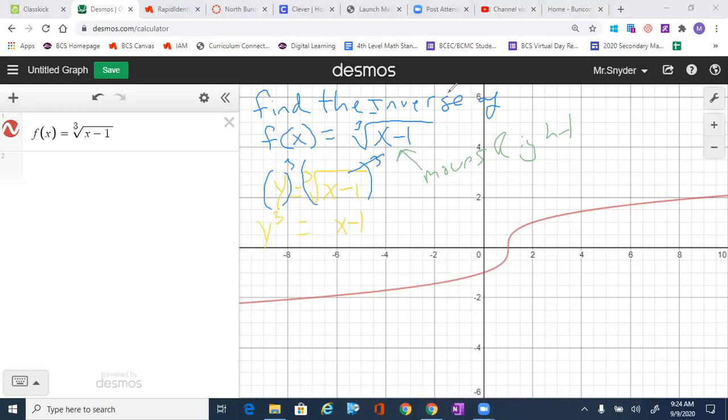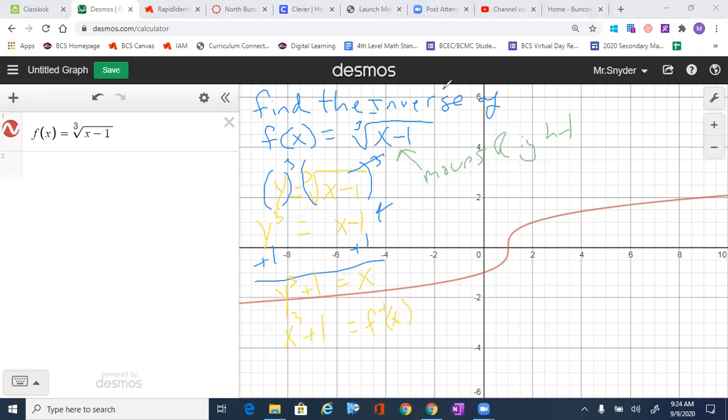Now, the thing I still need to do is get rid of that minus 1 there. So I'm going to add 1 over. When I do that, x comes out. We're going to get y cubed plus 1. And now I just need to change it to inverse mode. So I'm just going to say, okay, well, let's go f inverse of x equals x cubed plus 1.